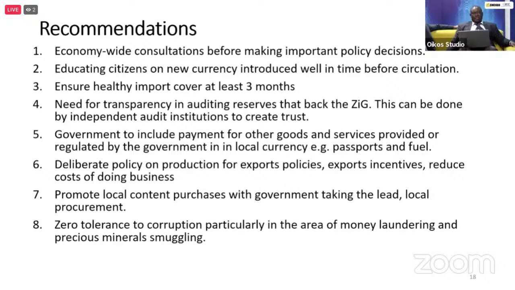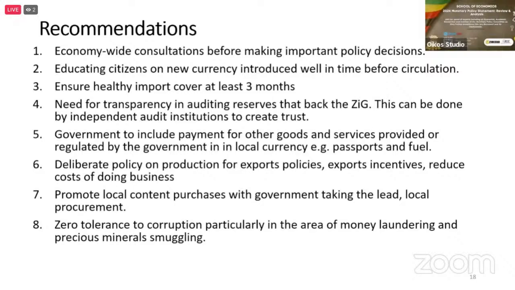So those are the key recommendations that I felt I can offer given this new monetary policy statement. Thank you very much for your time. This takes me to the end of my presentation.